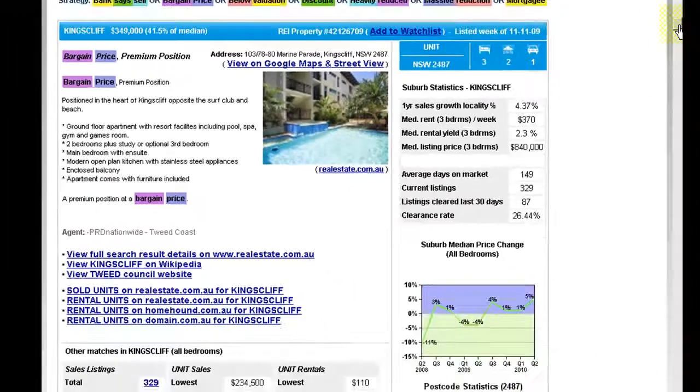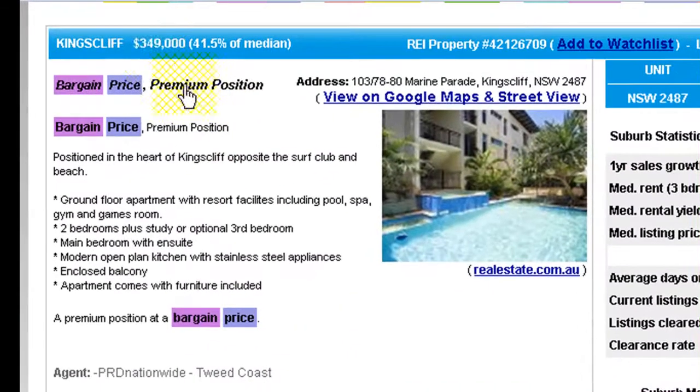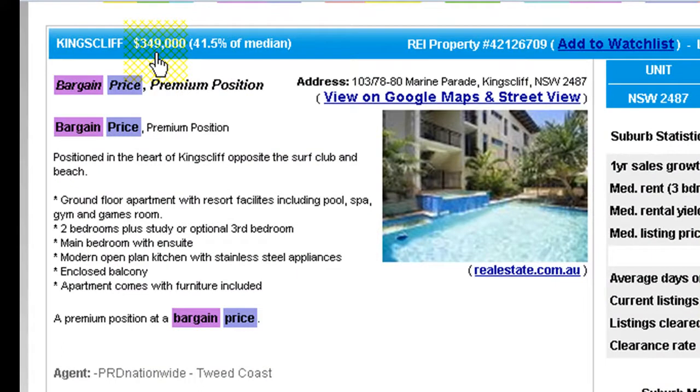The thing about Investor Search that's really quite different is we put together a lot of information, a lot of content around the property and around the suburb to really allow you to do your research and due diligence before you call the agent, before you go look at the property, before you go any further than Investor Search. So up the top here we can see this property here in Kingscliff is for sale for $349,000. Instantly we can see it's 41.5% of the median.